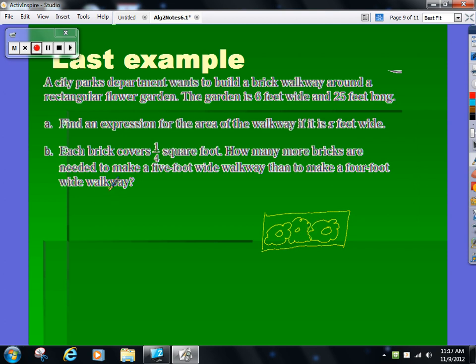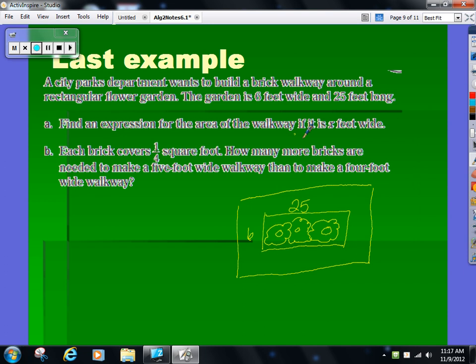Okay. The garden is 6 feet wide by 25 feet long, so that's 25 feet. This is 6 feet. And what are we putting around it? Some brick walkway, all the way around it. It doesn't really say, but I'm going to assume they're not getting fancy with any curve action. So we've got some sidewalk here.